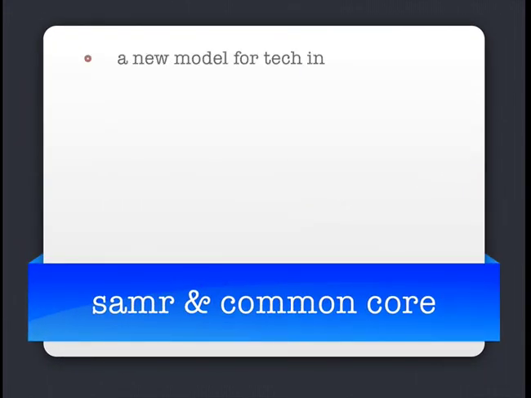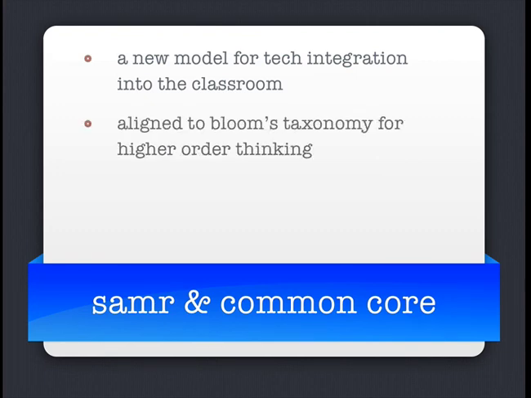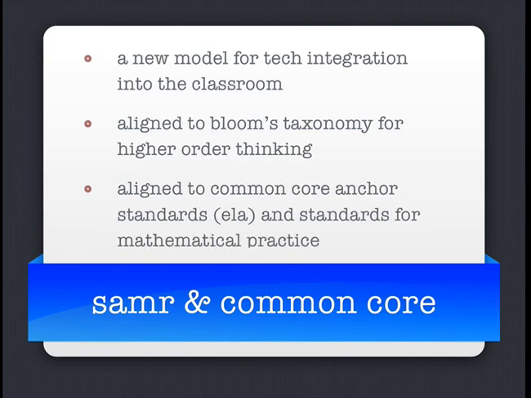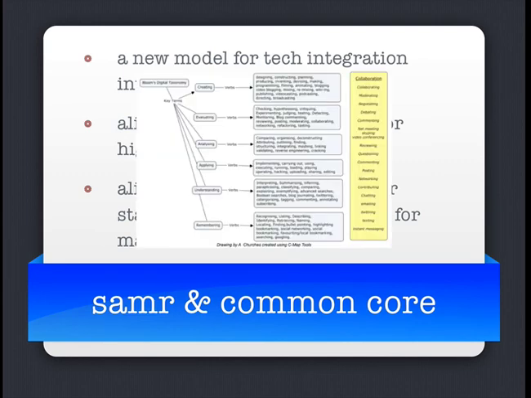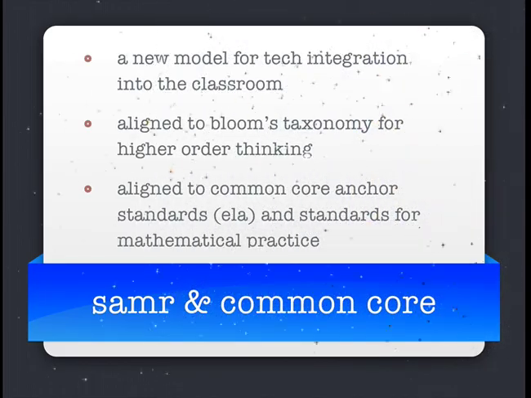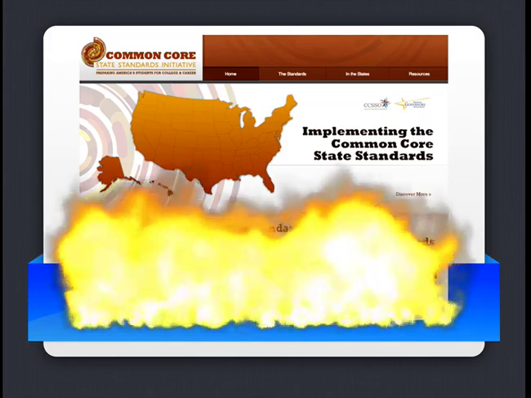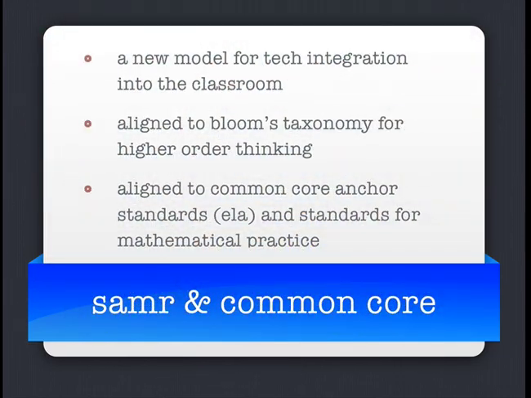SAMR and the Common Core. SAMR is a new model for tech integration into the classroom. This is like, I'm reteaching myself. It's aligned to Bloom's taxonomy. It certainly is, as you'll notice, it moves up a scale, just like Bloom's, on higher order thinking. And it is aligned to both Common Core anchor standards in ELA and standards for mathematical practice, which I think just about everything that we do at Stanton is, but you can say this is aligned to Common Core. And here, there's Bloom's digital taxonomy 2.0, right? And here, this is just an image of Common Core.